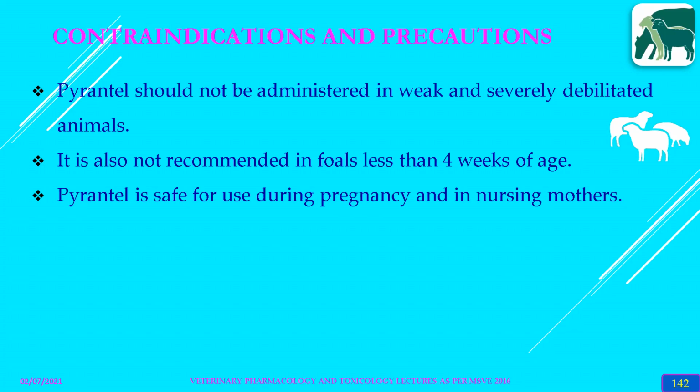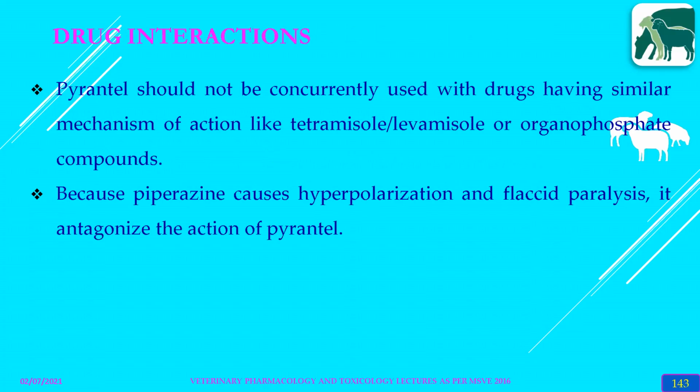Whenever you are doing a mass deworming program, these properties are very much required when selecting an anthelmintic. We do not know which animal is pregnant, which animal is lactating, which is not lactating, which has a newborn calf, etc. So whenever we are doing mass deworming, pyrantel should be selected because it is safe in pregnancy and in nursing mothers also.